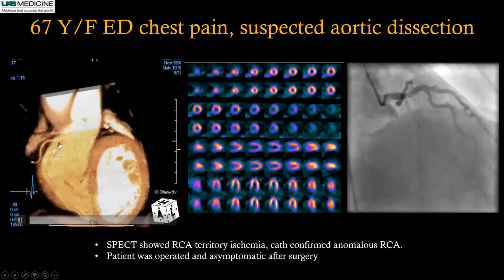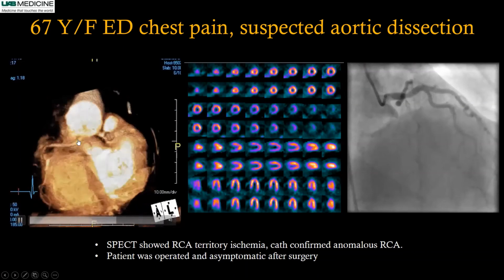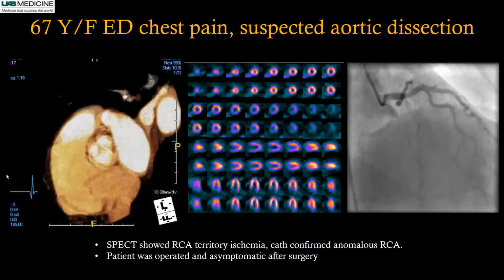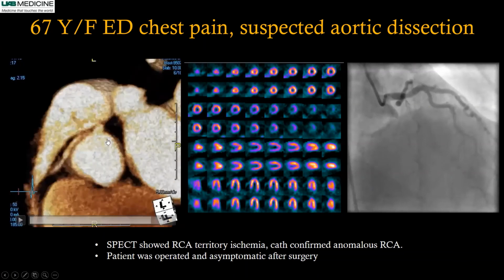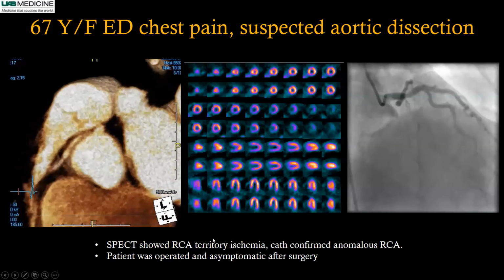But we found, incidentally, an anomalous right coronary artery, which is arising from the left cusp. So this is the left cusp, this is the left main coronary artery. Here is the anomalous right coronary artery arising from the left cusp. Pulmonary artery, here is the pulmonary valve. So this is coursing in between the pulmonary artery and the aorta, and its course is oblique and narrowed. So we call that this is probably the cause of this patient's symptoms.